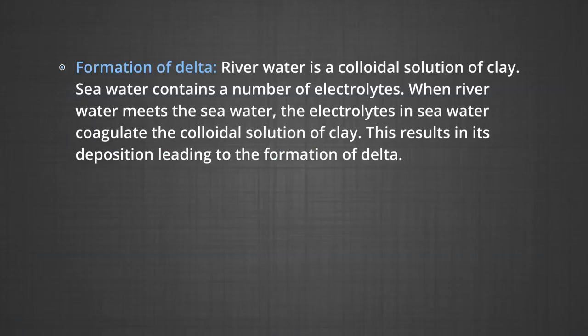Number 6, formation of delta. River water is a colloidal solution of clay. Sea water contains a number of electrolytes. When river water meets the sea water, the electrolytes in sea water coagulate the colloidal solution of clay. This results in its deposition, leading to the formation of delta.